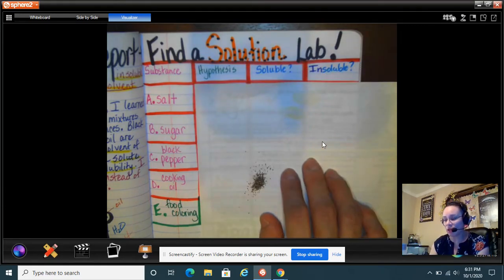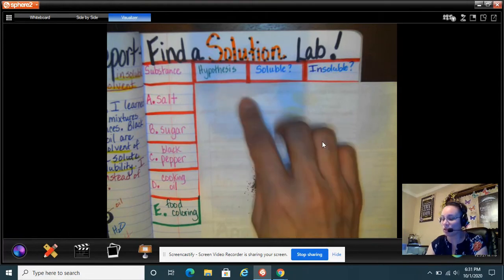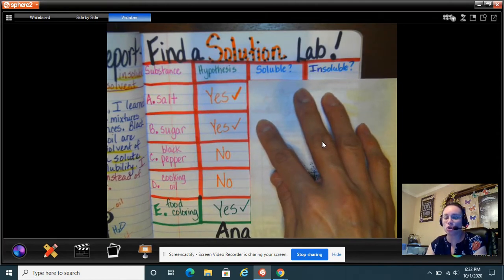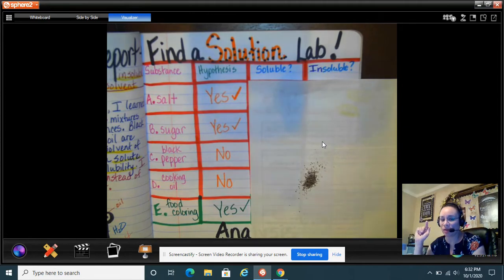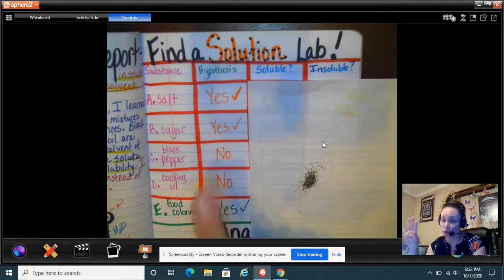Before you actually do this test, we made a hypothesis the day before, which was Wednesday, or you can do the hypothesis right before you do your test. These are the hypotheses that we came up with. We first made an educated guess before we actually tested them. We said that salt, yes, will dissolve. We'll see once you test it. We said, yes, sugar will dissolve. We'll see once you test it, and so on. We said no for black pepper. We said no for cooking oil. Well, actually, my 4th period class said no. And then my 4th period class said yes, food coloring will dissolve.